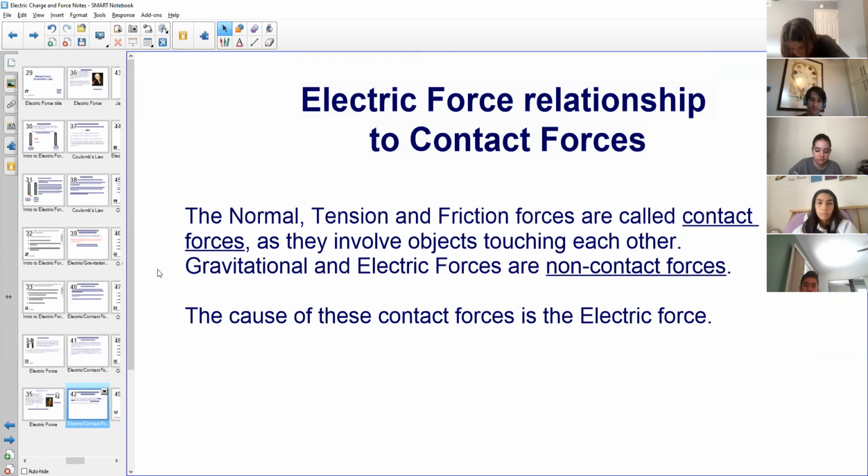The normal, tension, and friction forces are called contact forces as they involve objects touching each other. Gravitational and electric forces are non-contact forces. The cause of these contact forces is the electric force.